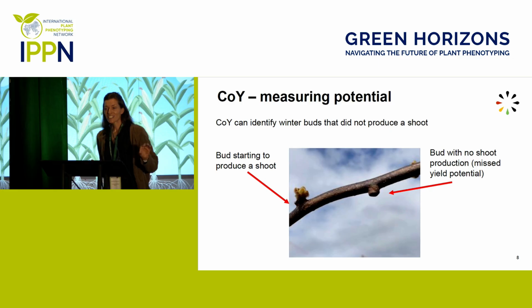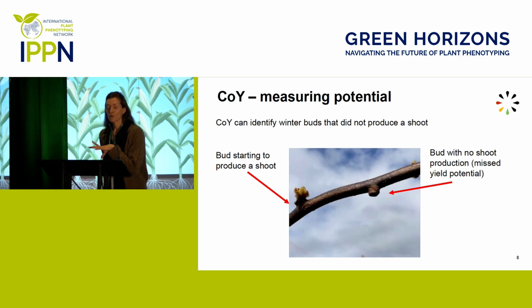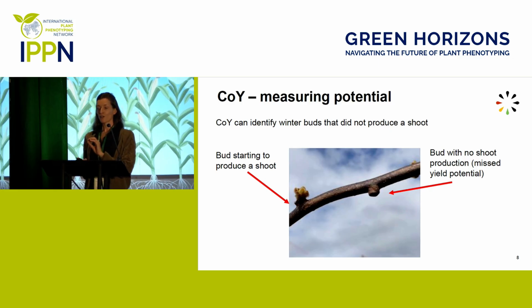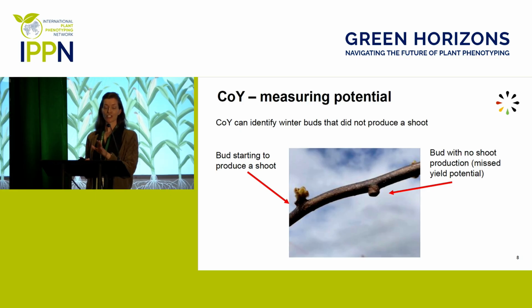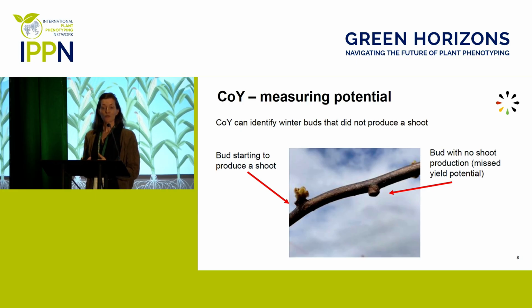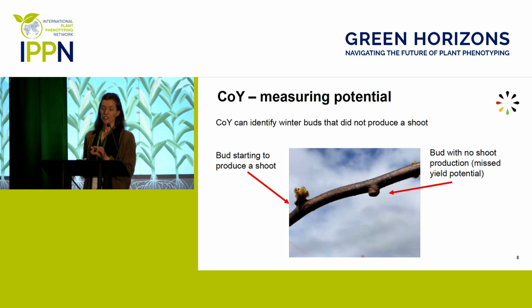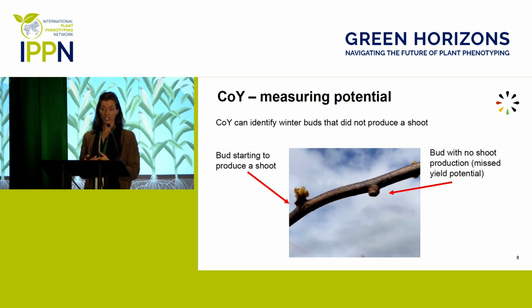Looking at a more detailed method, this is a photo of a winter bud. You can see one of them on the left-hand side has started to initiate a shoot, while the one on the right-hand side is not going to initiate a shoot, and that's an area where we're losing potential.